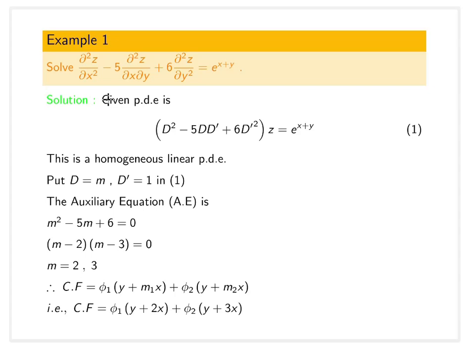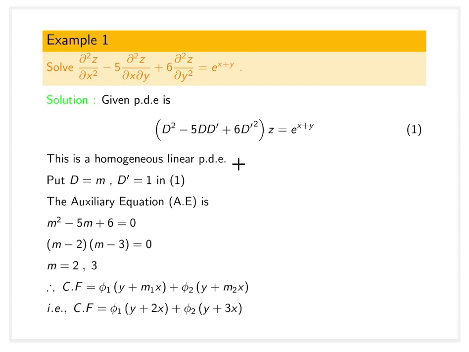So the given problem is: solve del square z by del x square minus 5 into del square z by del x del y plus 6 into del square z by del y square is equal to e power x plus y. So the given partial differential equation is D square minus 5 D D dash plus 6 D dash square into z is equal to e power x plus y.